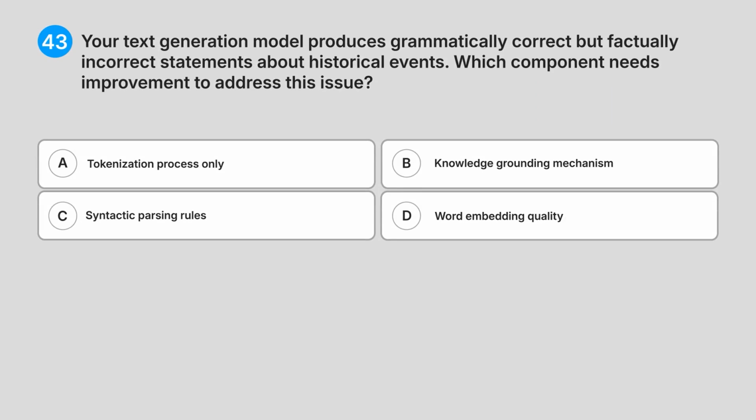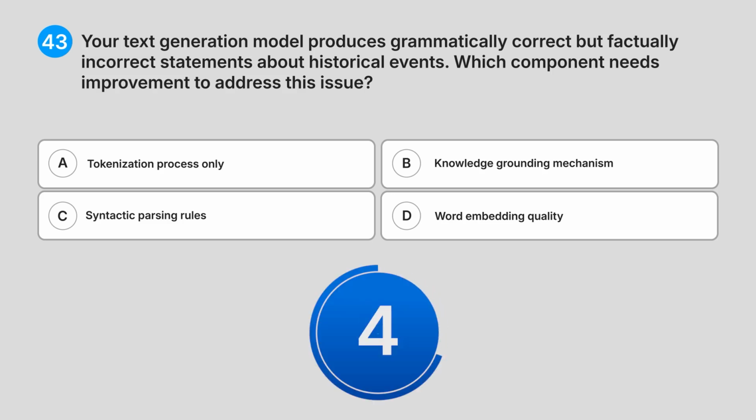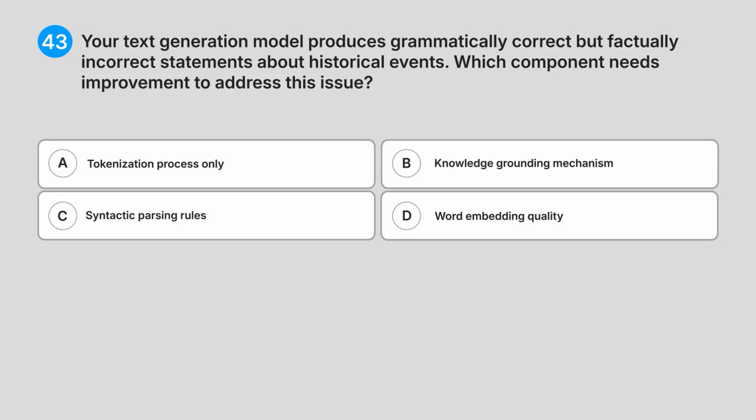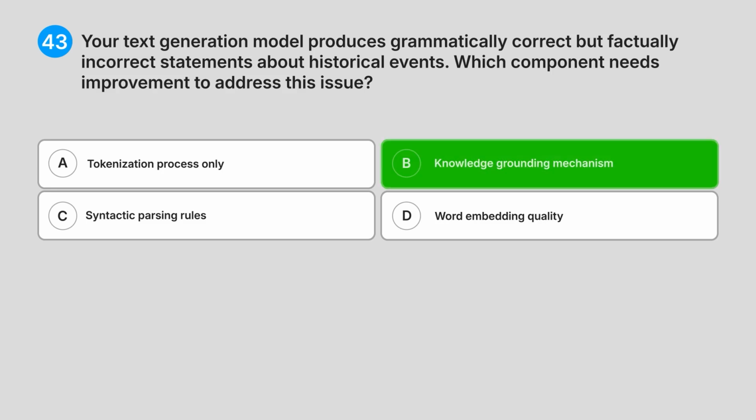43. Your text generation model produces grammatically correct but factually incorrect statements about historical events. Which component needs improvement to address this issue? A. Tokenization process only. B. Knowledge grounding mechanism. C. Syntactic parsing rules. D. Word embedding quality. Can you guess the answer? Correct answer, B. Knowledge grounding mechanism.